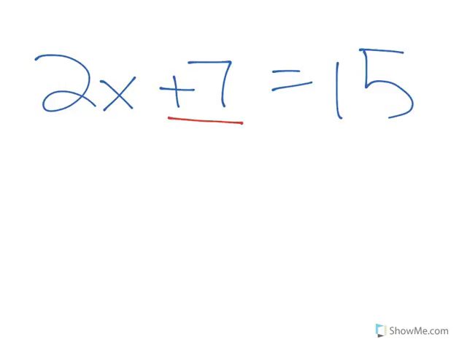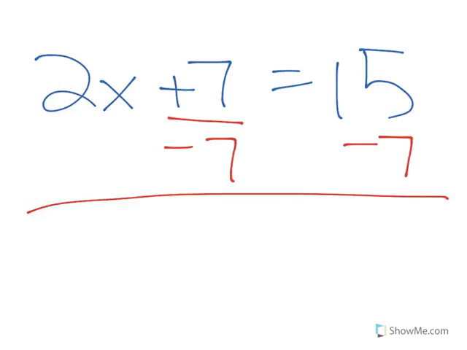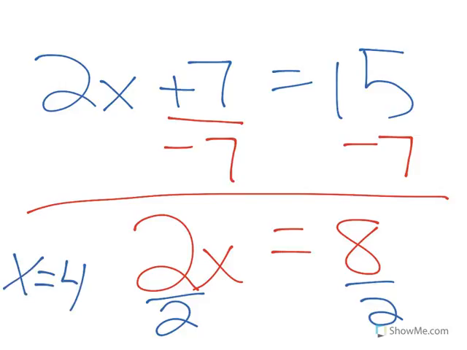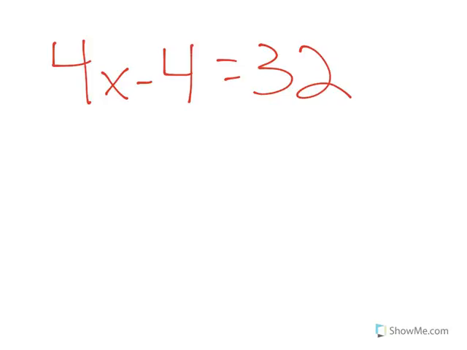We have positive 7. We're going to subtract 7 from both sides of the equal sign to keep this equation balanced. So I have 2x left on the left of the equal sign. I bring down the equal sign, and then I have 15 minus 7. That gives me 8. Then I know 2 times some number gives me 8. I'm going to divide by 2 on both sides, and what I'm left with is x equals 4. Go ahead and try letter I on your paper, and then check back with me to see if you got it correct.